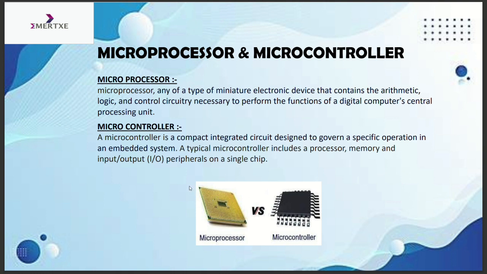Now we want to discuss the microcontroller. A microcontroller is a compact integrated circuit designed to govern specific operations in an embedded system. It is also known as the heart of the embedded system. A typical microcontroller includes the processor, memory, and input and output peripherals in a single chip. Both are electronic processors, but the microcontroller is used in embedded systems, and the microprocessor is used in digital computers or the CPU.